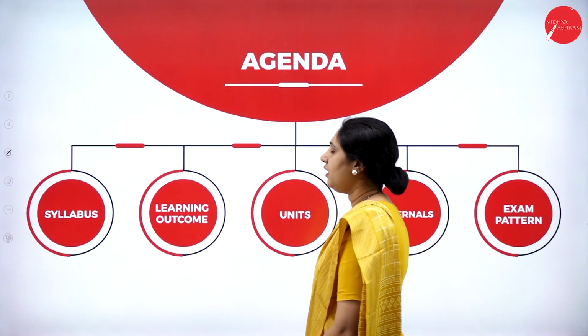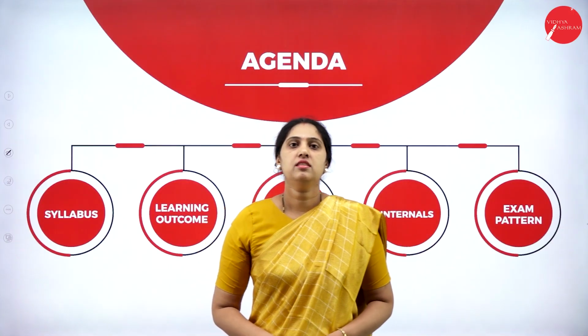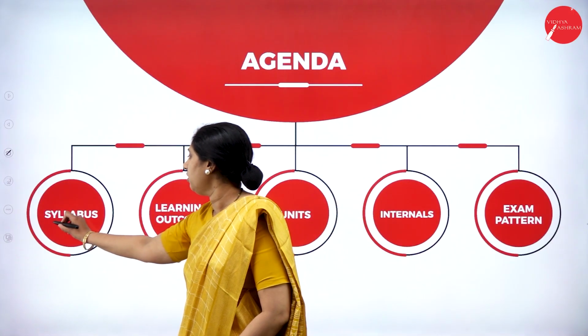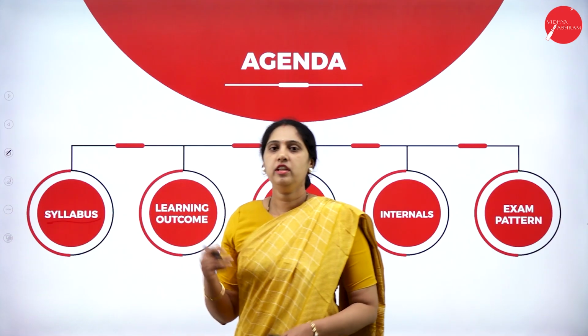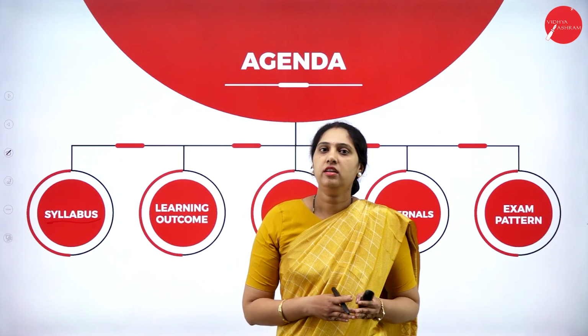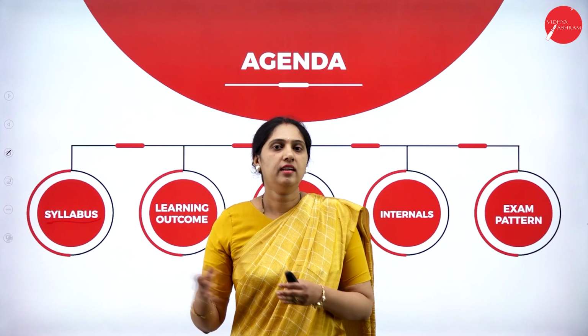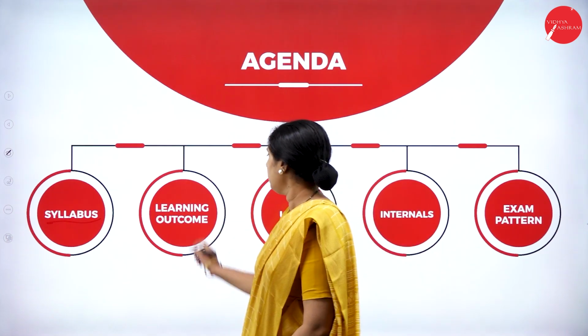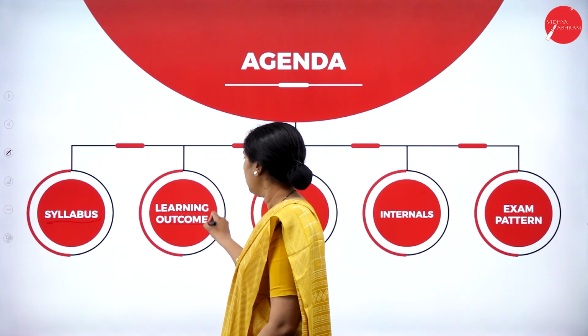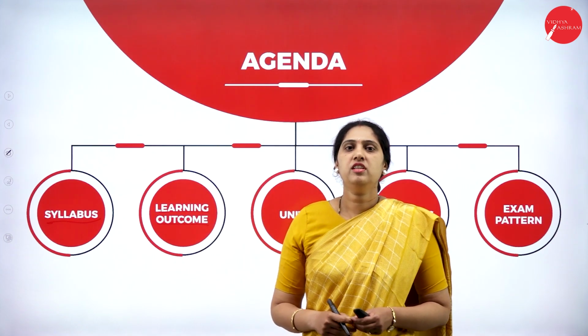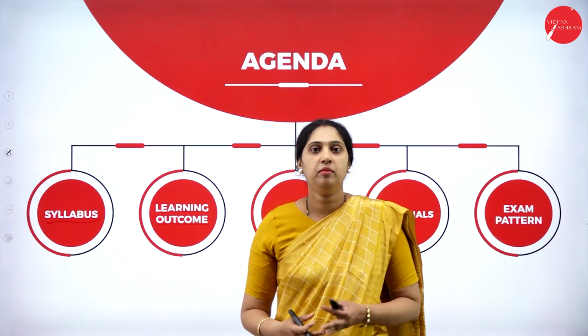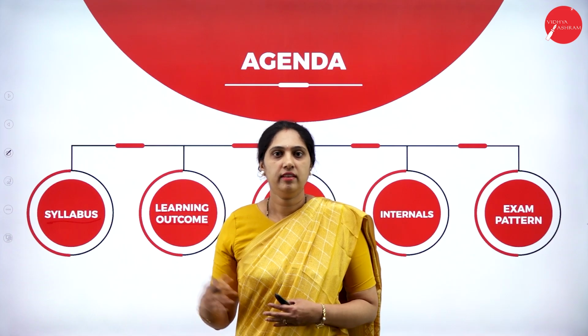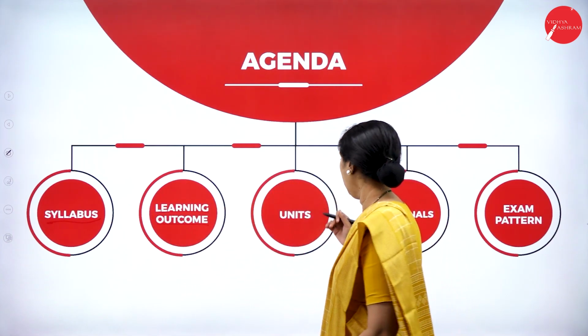Okay. See, what is the agenda of today? The agenda is, first we'll come across the syllabus. How many units are there? In a particular unit, what topics are there? That is all about the syllabus. Next is the learning outcome. The learning outcome is: when you finish this subject, what all you'll come across and where it will be helpful. That is all about the learning outcome.